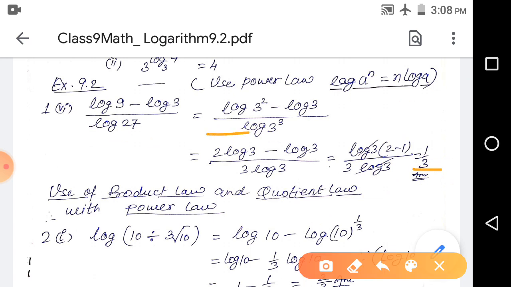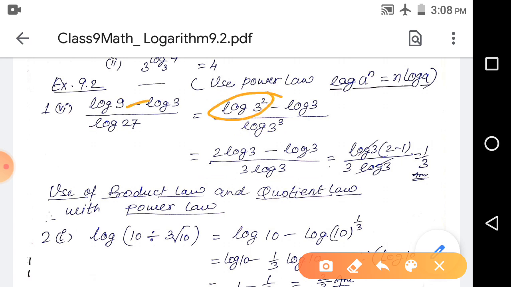I have solved this one in a different way, because here for this 9 we have taken log 3. Here we are using only the power law. For this solution we are using only the power law. Here we have used the power law, so this will become log 3 square.